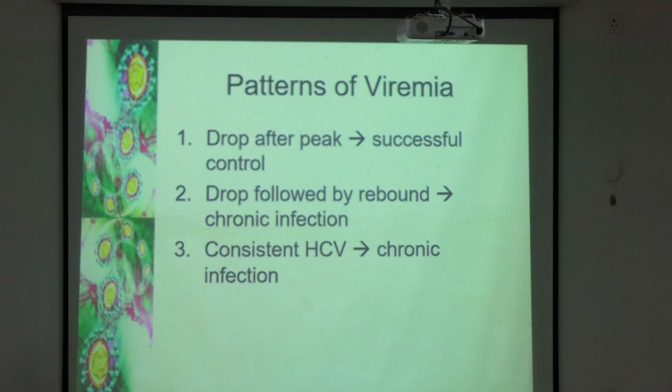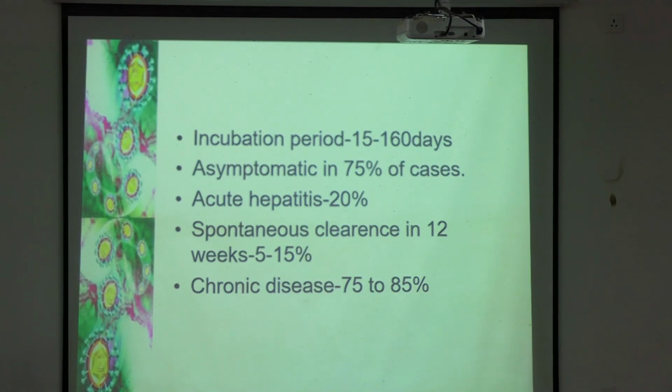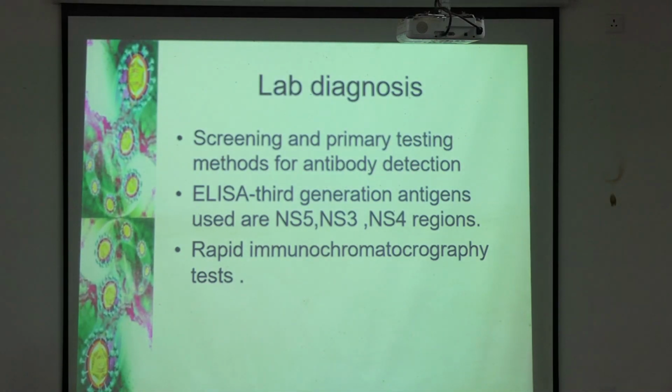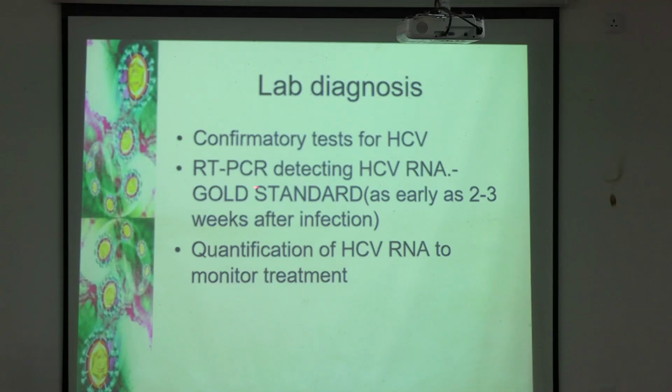So the immune response can turn it to chronic hepatitis, cirrhosis, or liver cancer, okay. I will leave you very soon, within 2 minutes. And then lab diagnosis is the same: ELISA and immunochromatographic test, okay. And also RT-PCR for HCV RNA, okay. You can even do quantitative HCV RNA.